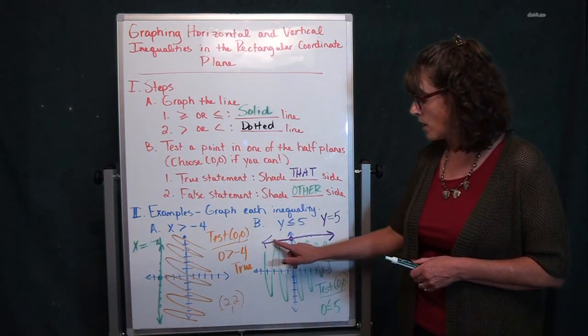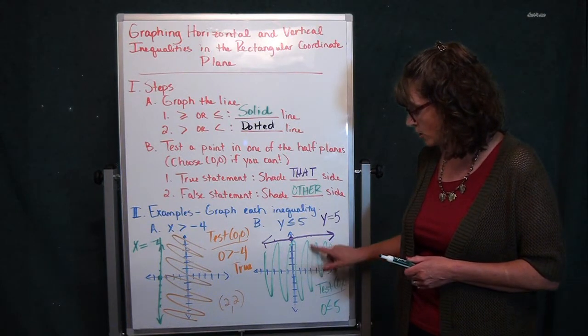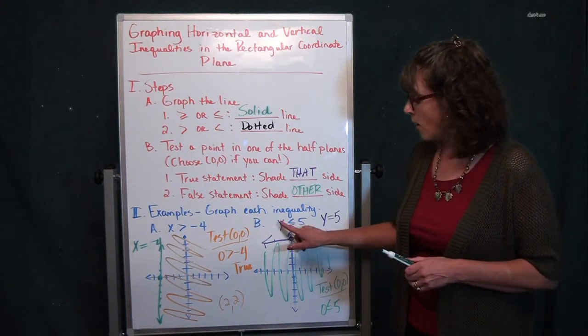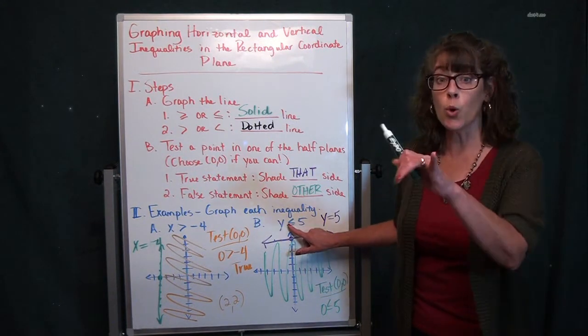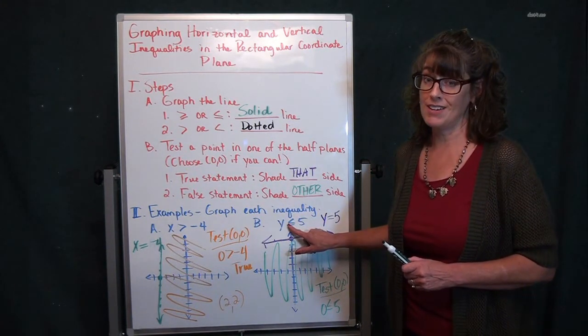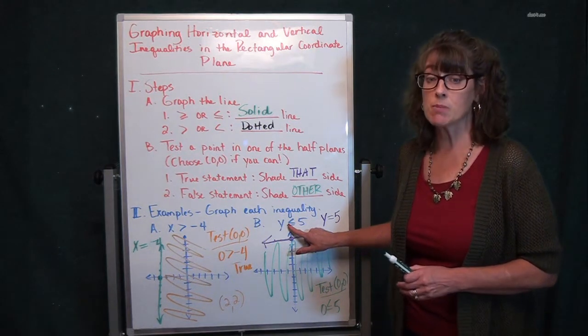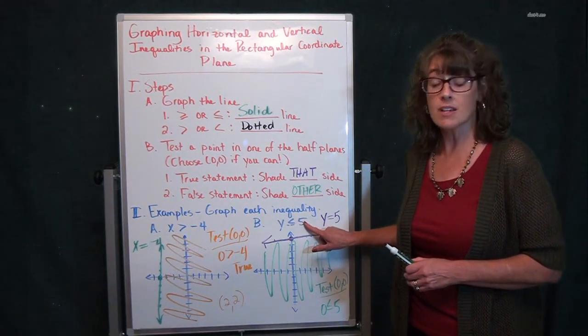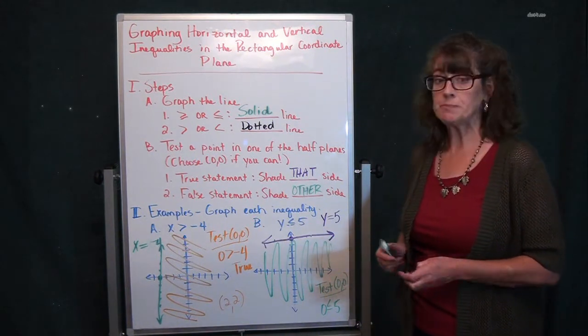Everything down here works. On the line, let's test, for instance, a (3, 5). The only thing that I can put in there is the 5. 5 smaller than or equal to 5. That means it doesn't have to be smaller than. It can be the same. 5 equals 5? Yeah, it does. So that means this is a solution.